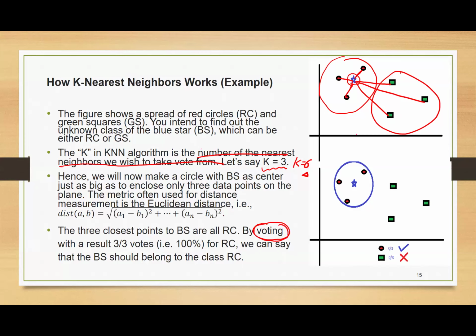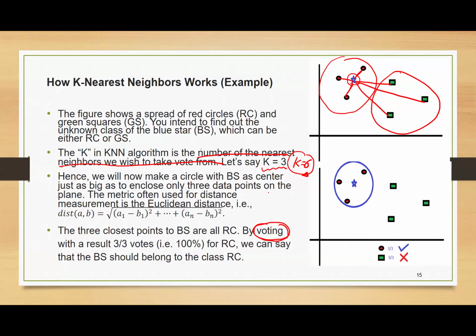少数服从多数. So let's say if we are using K as 6, we have 3 distances saying that this star belongs to these red points. And we also have 3 distances saying that this point belongs to the green squares. Then we don't know which class this exactly belongs to. So if we set K as 6, then there will be a problem.